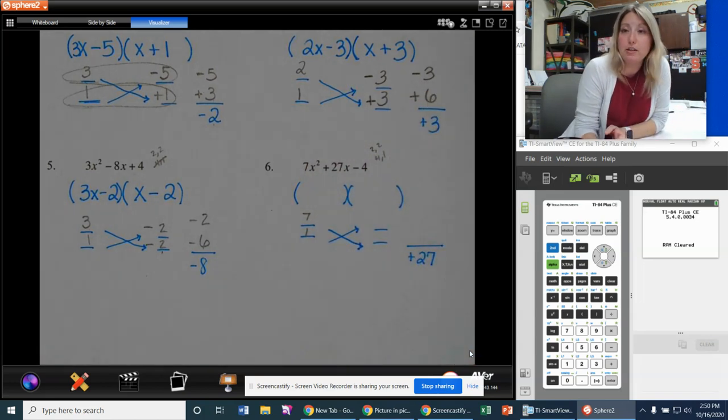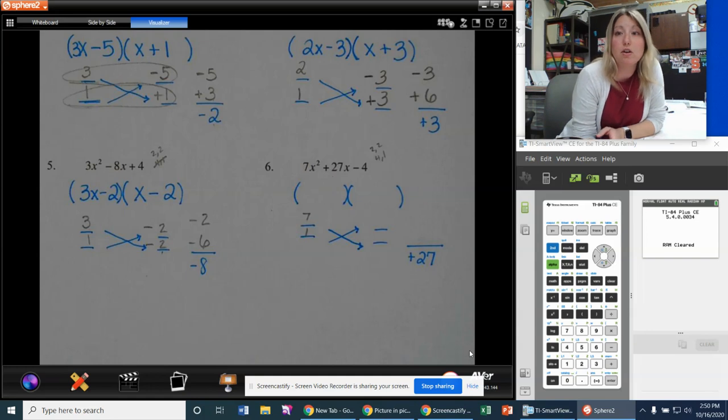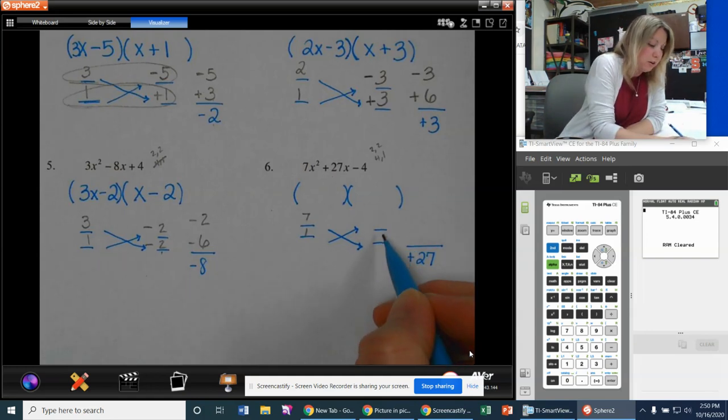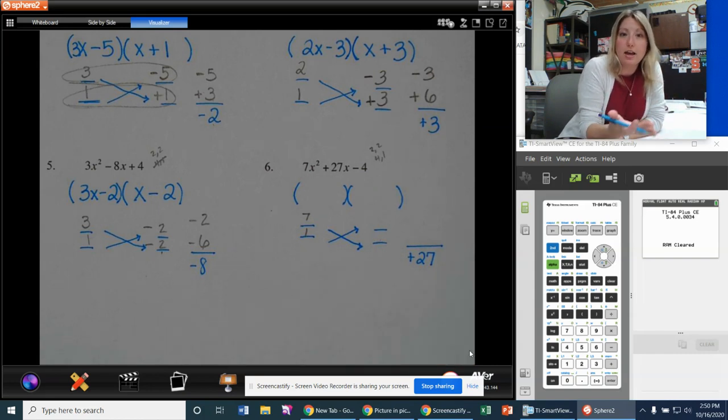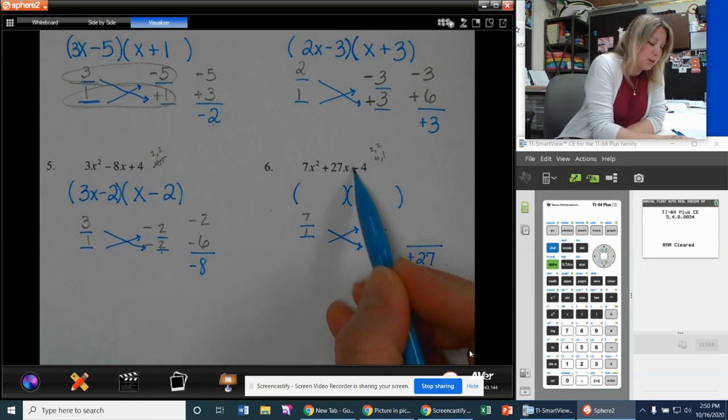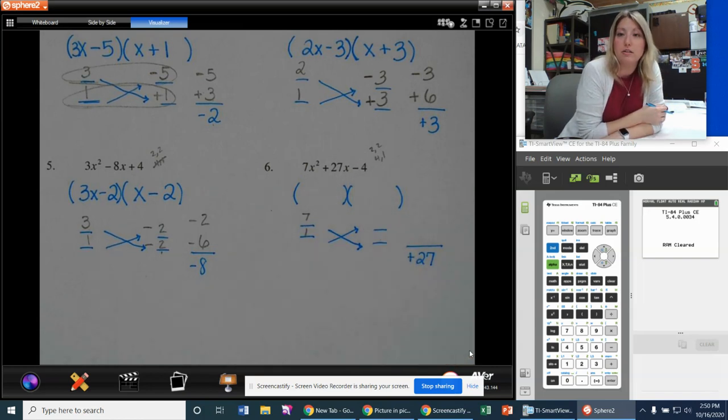The reason I say that is because 2 and 2 just isn't going to give us enough number to get to 27 for the middle, right? We're going to get 2 and 14, and that's 16 when we add those up. And we're not even adding, we're subtracting to get this 27 in the middle. And again, I know that because we've got a negative at the end. So we're subtracting to get the middle.